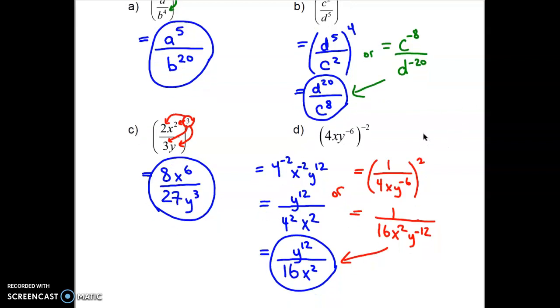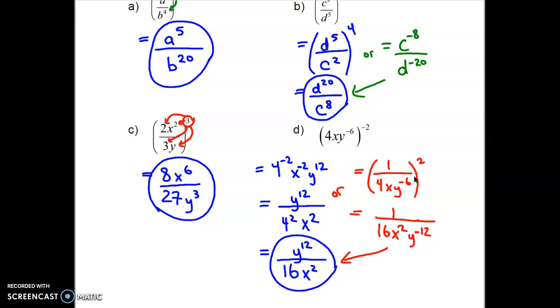Okay, this one has negative exponents. This one's interesting. So your first step could be one of two ways. You can get rid of this negative exponent first, right? That's what I would normally do, is I would flip this base. So I'd put 1 over 4xy to the power of -6. That's what I would do.